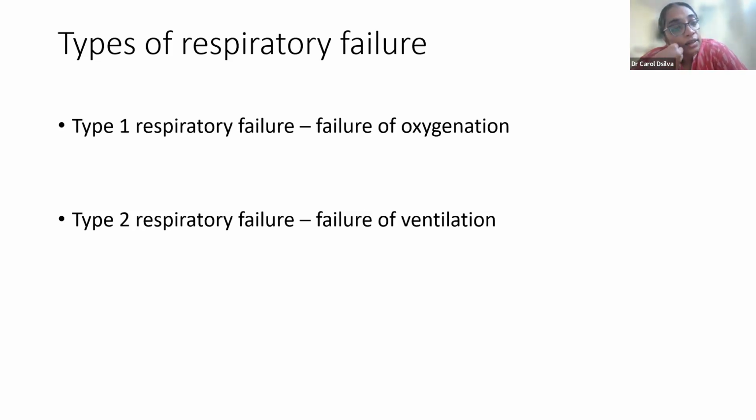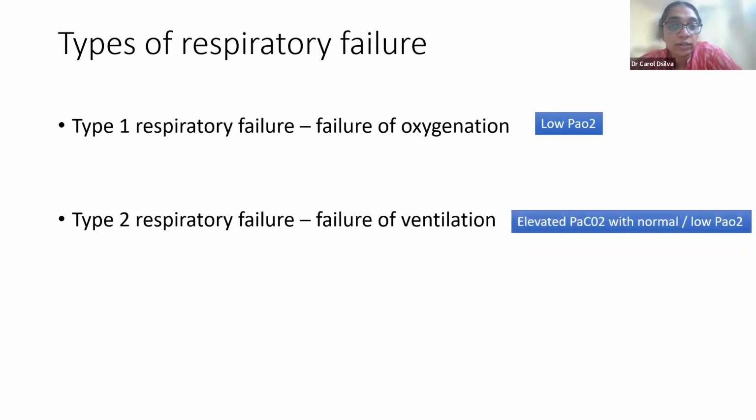Second is type 2 respiratory failure, which is a failure of ventilation. Ventilation is both oxygen entering and washing out of carbon dioxide, both of which happen along the alveolar capillary membrane. So if there is a failure of ventilation, you basically have type 2 respiratory failure. In your ABG, an ideal type 1 respiratory failure patient will only have a low PaO2. Whereas a patient who's unable to ventilate or wash out the carbon dioxide will have an elevated PaCO2, that is, the partial pressure of carbon dioxide, or hypercarbia. The oxygen levels may be normal or low depending on how severe the PaCO2 is.